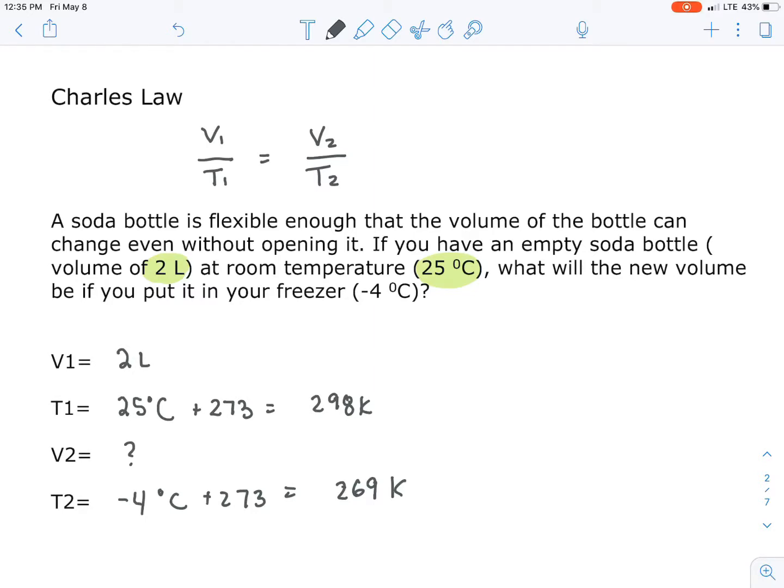So we're solving for V2. V2 over T2 equals V1 over T1. Okay, now, whatever you're solving for in these equations, put the thing you're trying to find on top of the fraction. Just flip the whole thing over. In this case, the V's are already on the top, so we're good to go. But we're going to solve for V2 now.